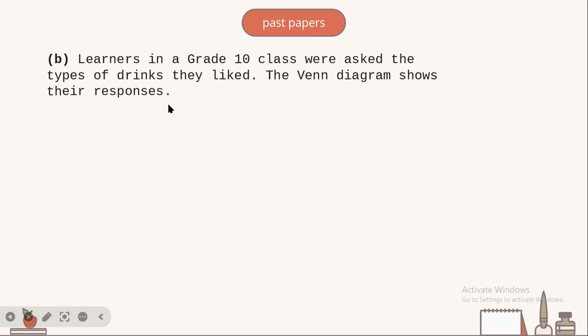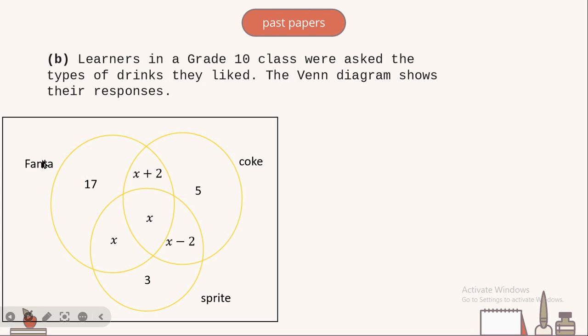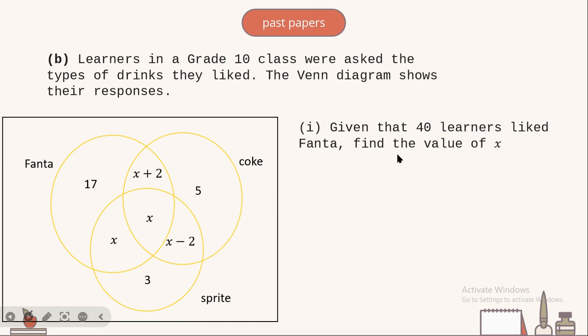The Venn diagram shows their responses. Here is the Venn diagram. Here, Fanta, Coke, and Sprite. These were the people who liked Fanta, the people who liked Coke, the people who liked Sprite. So now here is the question. Given that 40 learners liked Fanta, find the value of X.